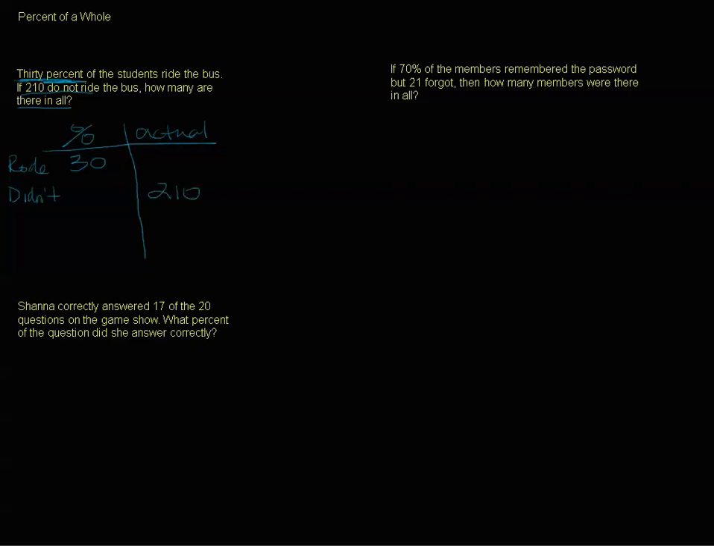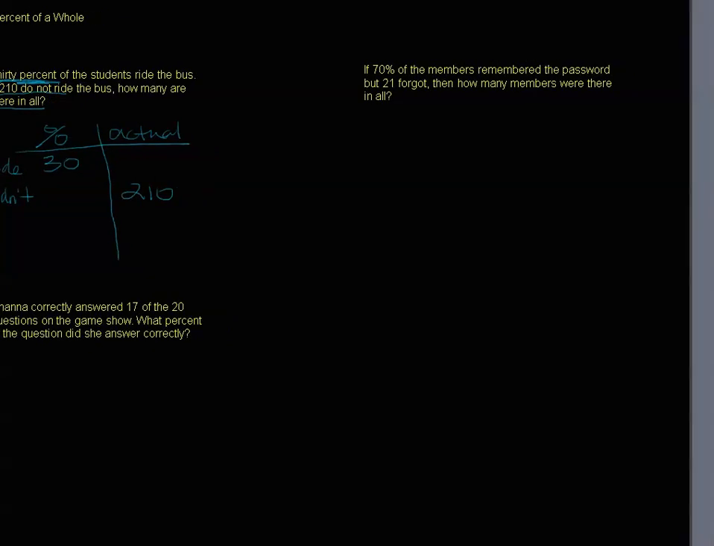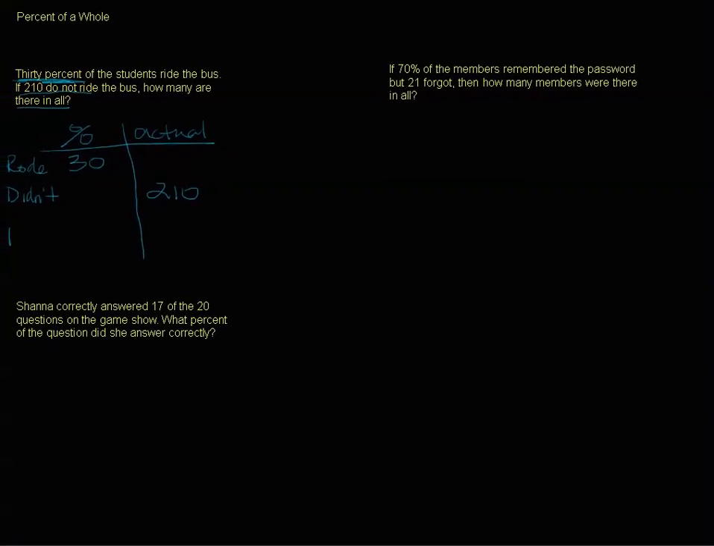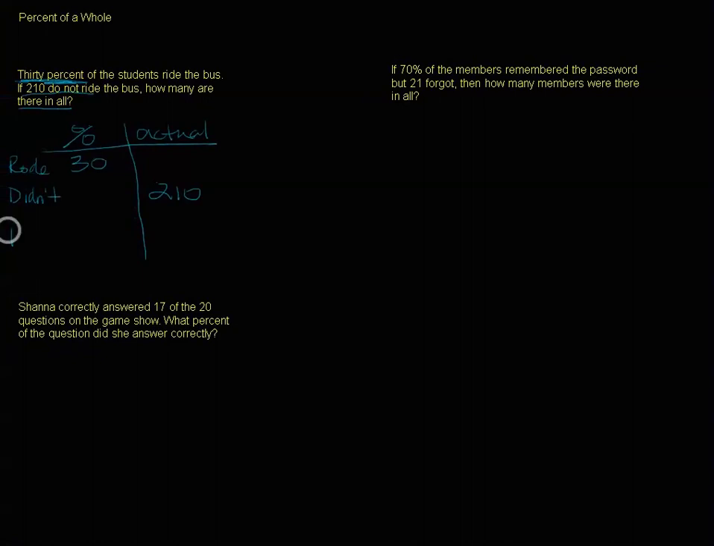That's not a percent. Now how many are there in all? When they say in all, they're talking about the total. We always know that this is going to be 100%. When you're talking about a percent of a whole, 100% has to go here where the total is. Now they start us off here with a tricky one, which is good.